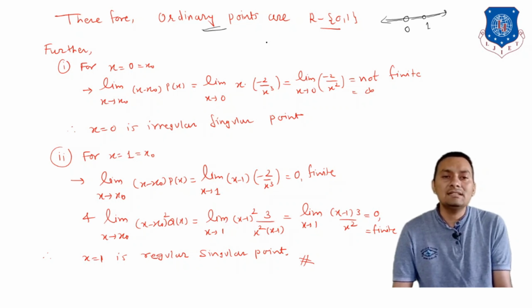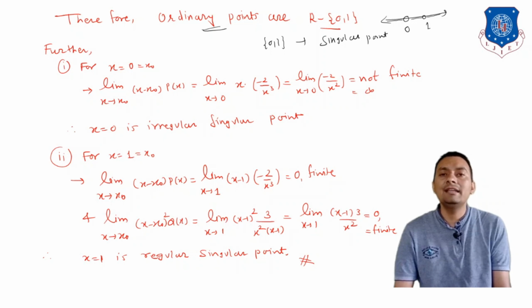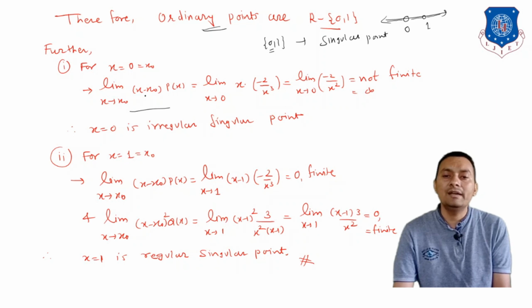Now 0 and 1 are singular points, but we have to classify whether each is a regular or irregular singular point. So let us first start with the first point, x is equal to 0, that is x0. We are trying with the limiting concept. This is our defined limit: x tends to x0, x minus x0 times p of x. So for x0 is equal to 0, limit x tends to x0, x minus x0 times p of x.